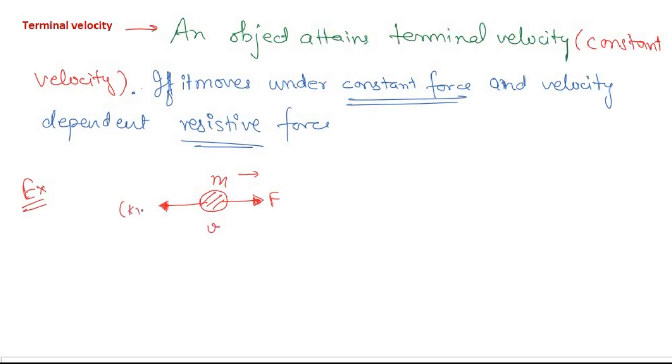The magnitude of this resistive force, let us say, is k times velocity, because it should have a velocity dependent resistive force. So k is any constant and v is the instantaneous velocity of that particle. So kv is the resistive force.